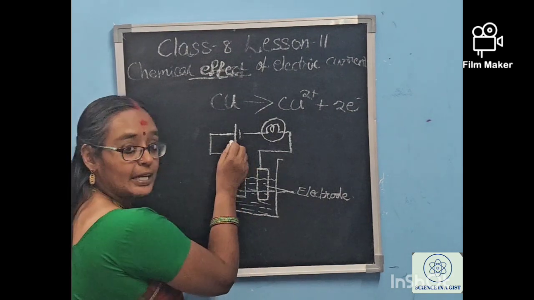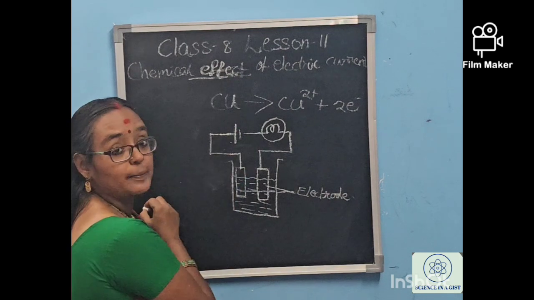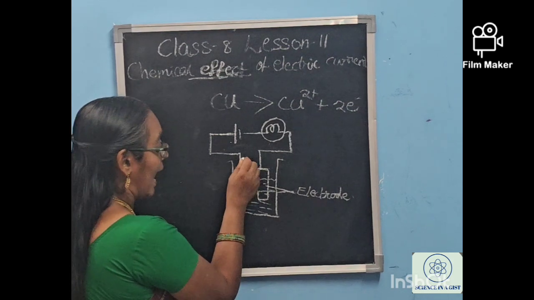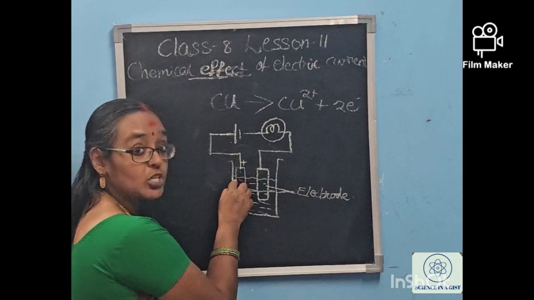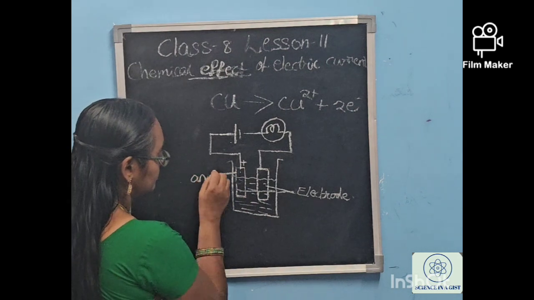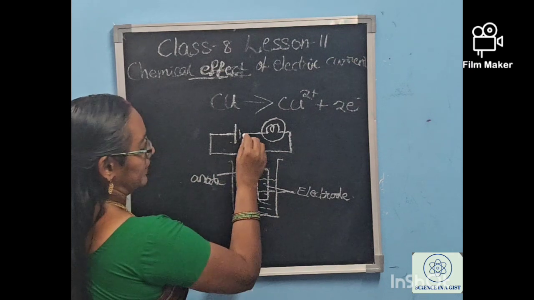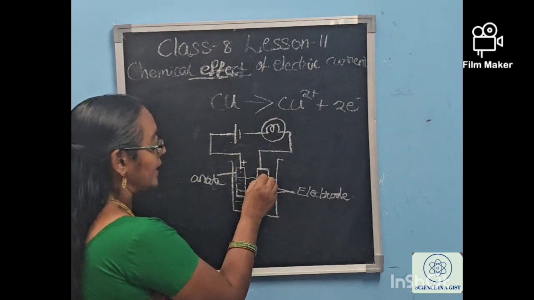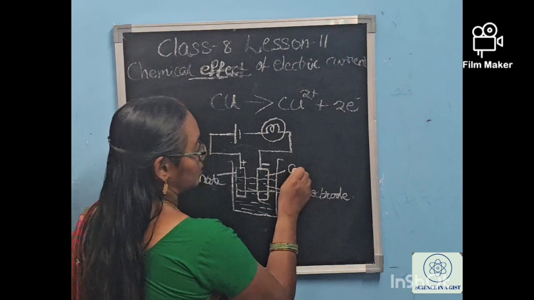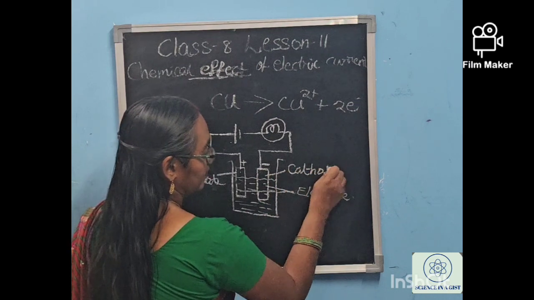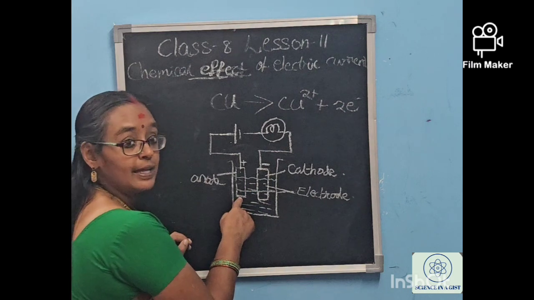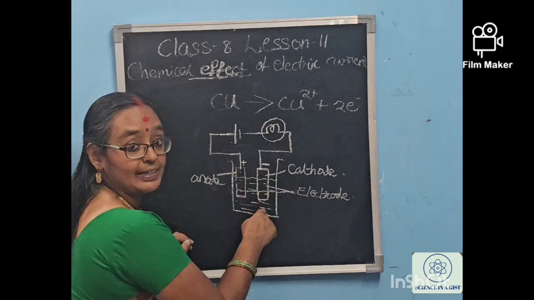And here again the battery is connected, and this is a positive terminal of the battery. This positive terminal of the battery is connected to an electrode. We are saying it as anode. This is the positive terminal, positive electrode. This is said to be anode. And here this is the negative terminal of the battery, and it is connected to an electrode, and this electrode is having negative charge, and we are saying it as cathode. So this is the anode and this is the cathode. This is having the positive charge and this is having the negative charge.